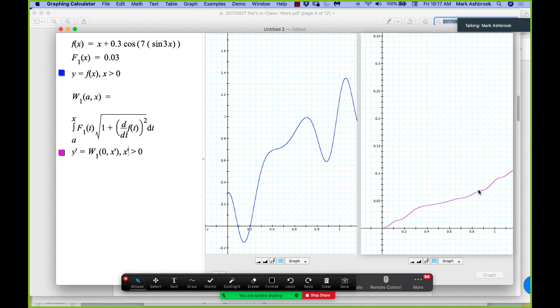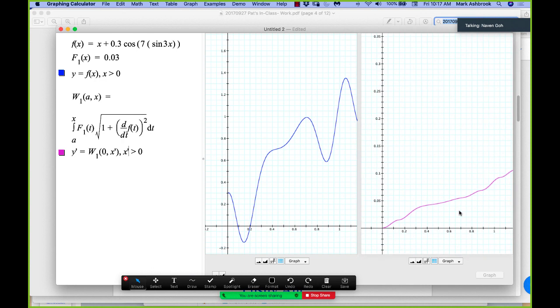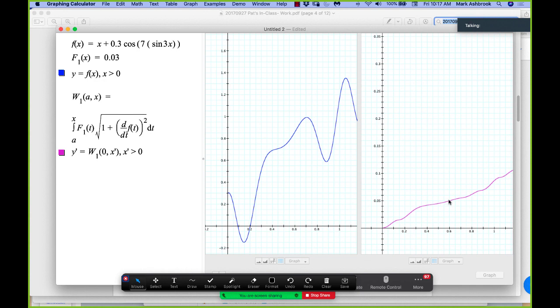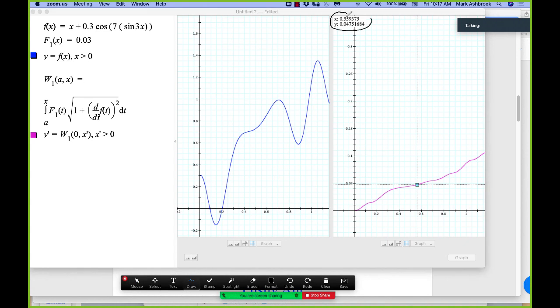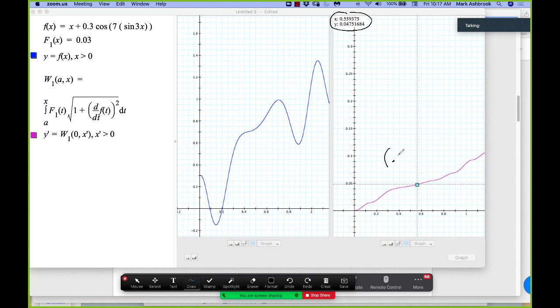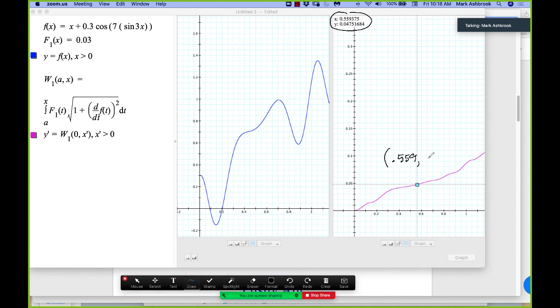All right, so I'm going to pick a point here, and we're going to interpret this point. Oh, come on. Why doesn't it let me pick a point? There we go. All right, so here's the point. 0.559 and 0.0475.